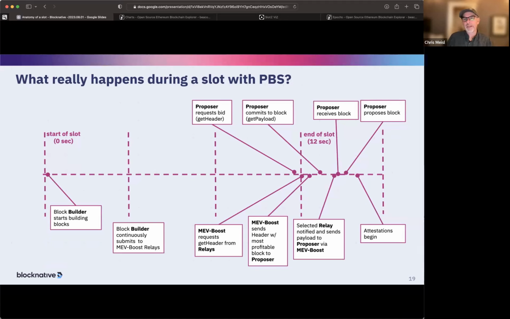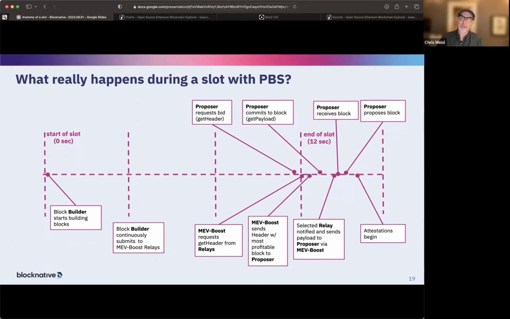And get payload is an action by the proposer where they are signing their commitment to the header in order to get the payload. So they don't get to see the payload until they've committed to actually proposing that payload, because the header contains the block hash, and the block hash is determined by the contents of the block. So if you change the contents of the block, the hash would change, and therefore, by committing to that hash, you've committed to the block.